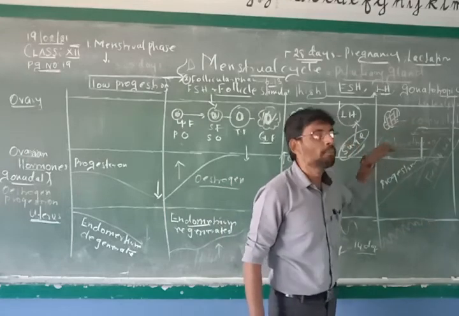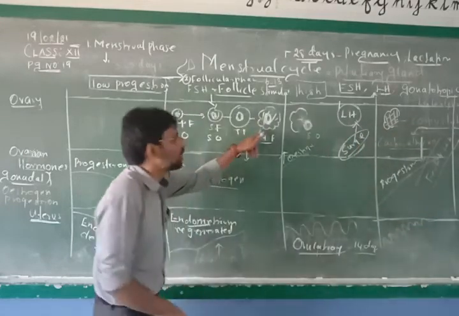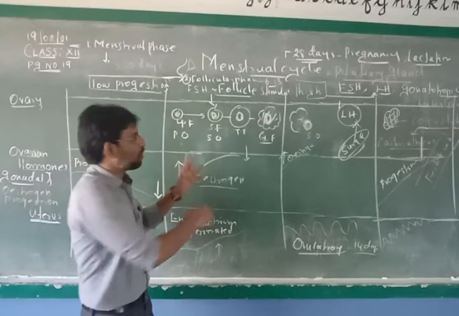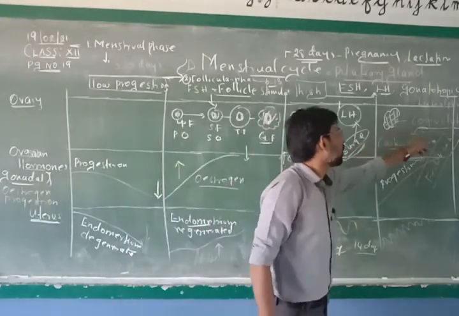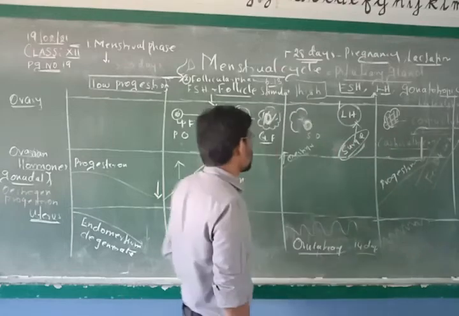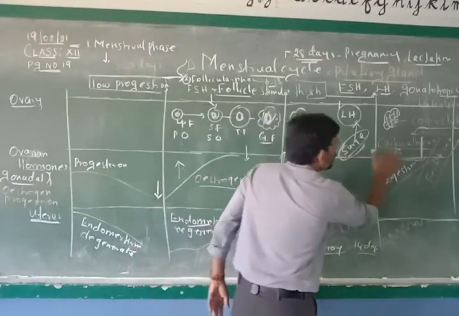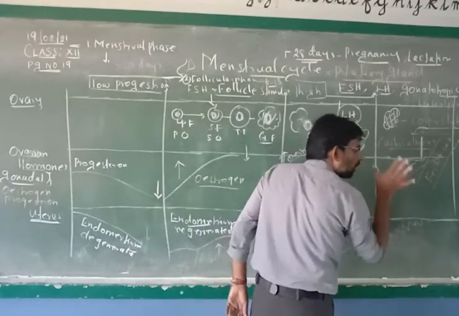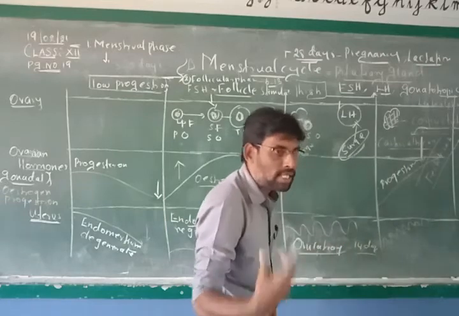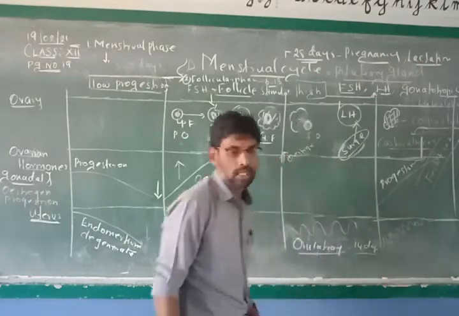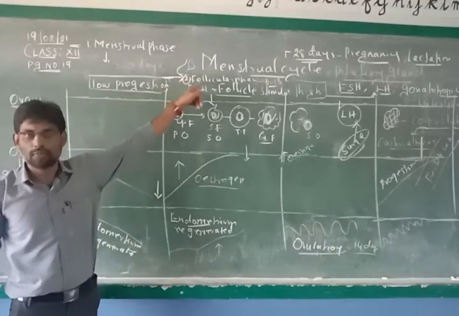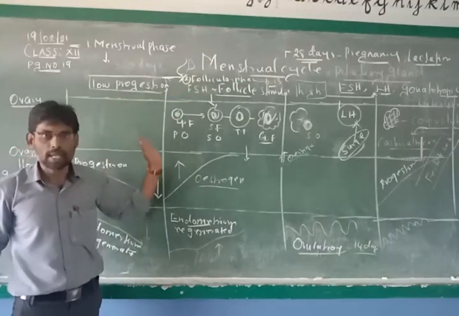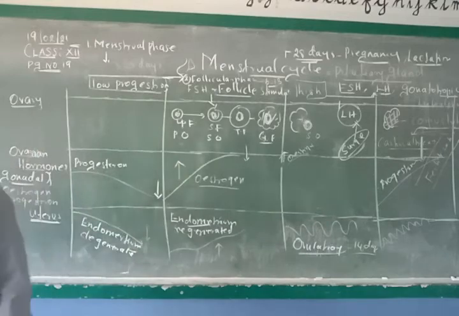When corpus luteum is there, progesterone will be there. When Graafian follicle is there, estrogen will be there. When Graafian follicle is not there, estrogen is not there. Right. And the same, when corpus luteum is not there, progesterone is not there. So at that time, this corpus albicans will be there, getting ready for another cycle. Progesterone level lowers. So again, the lower progesterone level will stimulate the follicle to develop. Understand? So this is what the menstrual cycle is.